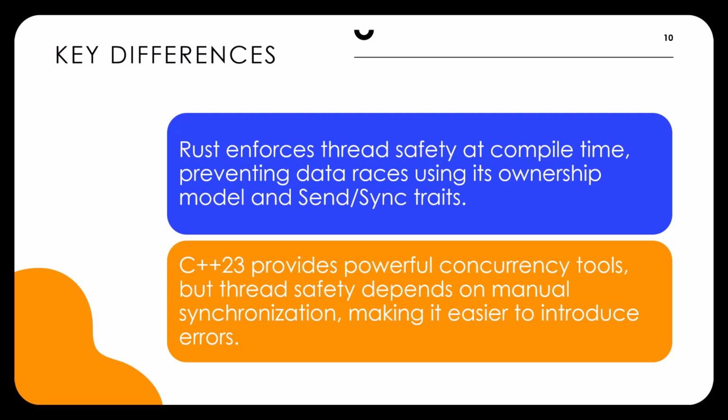So, in concurrency, Rust takes a proactive approach by enforcing safety through its type system, while C++ leaves this to the developer's discretion. Rust simplifies safe concurrency, while C++ offers more control with added complexity.